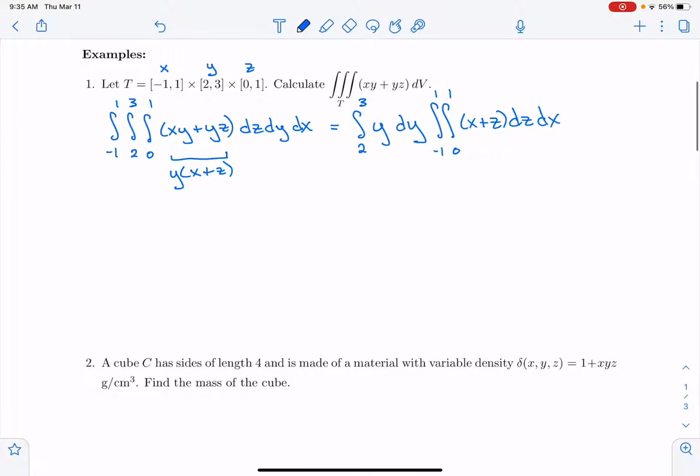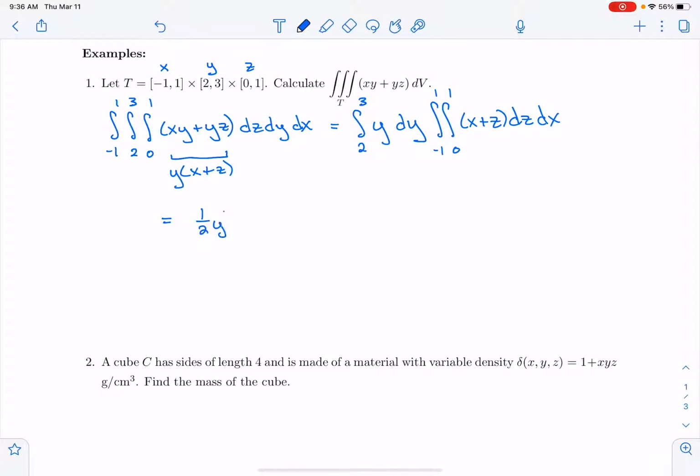Okay, so we're going to move right along here. We're going to write this as, first we're going to do the y integral. So the antiderivative of y is 1/2 y squared. We want to evaluate that between 2 and 3. And then we're going to start doing the double integral. So that's an integral from -1 to 1. And then we want to look at the antiderivative of x plus z with respect to z. So that's going to become xz plus 1/2 z squared. And I want to evaluate that between 0 and 1. And I still need to integrate that dx.